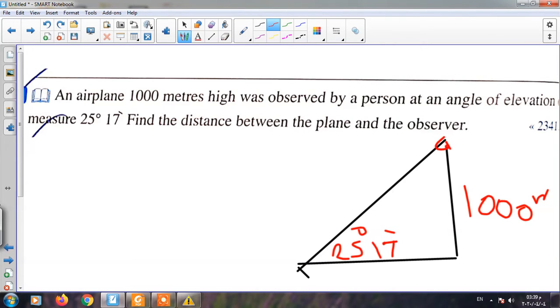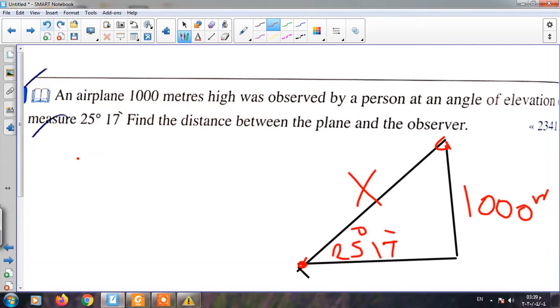This is our plane and this is the observer. So he asked to find x here, so we put x here. Take care of the words. He asked to find the distance between the plane and the observer. This is the one who was observed, and this is the plane. So we have opposite and hypotenuse and angle. So opposite and hypotenuse is going to be sine.